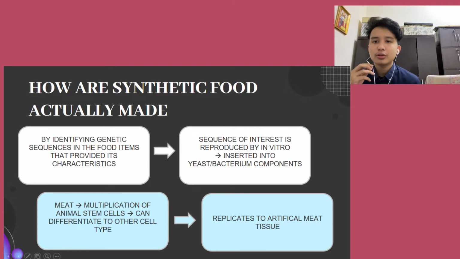Then we go to how synthetic foods are actually made. The production of synthetic food relies on identifying the genetic sequences of food items that provide its characteristics. The sequence of interest is then reproduced in vitro and inserted into yeast or bacterium components, which replicate the target proteins. Meanwhile, meat is produced slightly differently. It relies on the multiplication of animal stem cells, which can differentiate into other cell types and eventually replicate to form artificial meat tissues, which then become synthetic meat, also called meat analog.